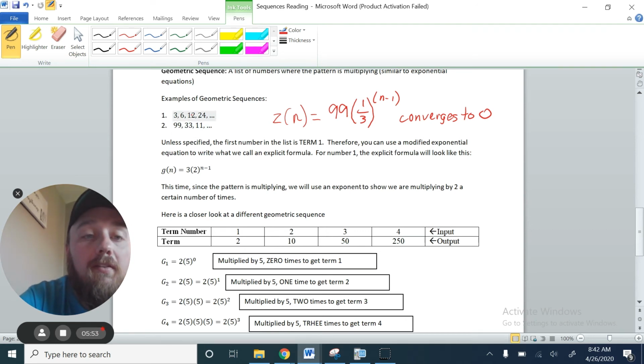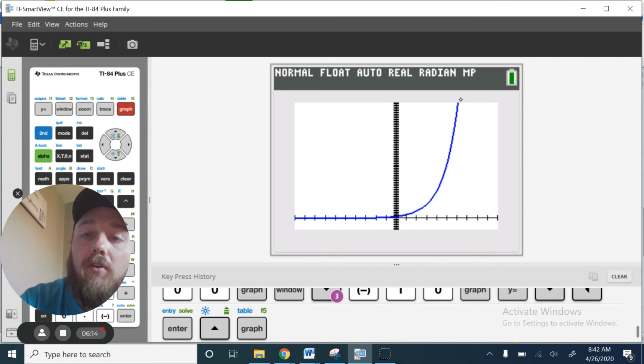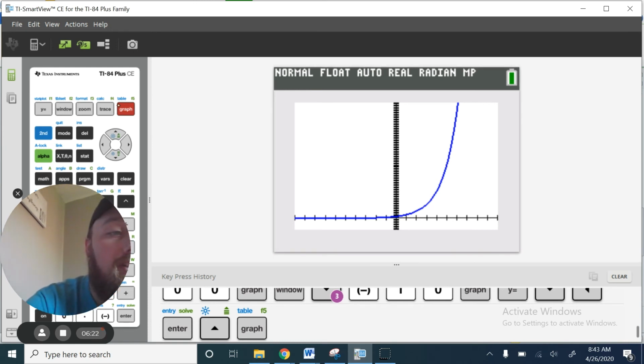Example 1, though, this number is getting bigger and bigger and bigger. We have no end in sight. This number is just going to keep getting bigger and bigger. So we would say that this one diverges. Okay, so if the terms get smaller and smaller, I'll give you an example. So here's example 1, where 3 and then 6 and 12, 24, those numbers get bigger, bigger, bigger. They're not heading anywhere particular. They are just going to infinity. So that is why that one diverges.